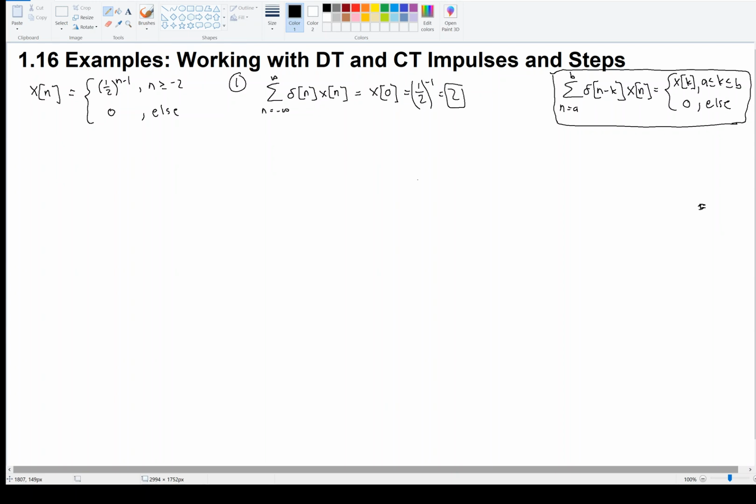Okay, let me give you another example, similar, related. Let's keep the same signal, but let's sum from 1 to infinity of delta of n times x of n. So it's very similar, but the bounds have changed. So now, observe the sifting property. k is still 0 because we're shifting the impulse by 0. Does 0 fall between a and b? No, 0 does not fall between 1, a is 1 now, and infinity. So the answer to this is 0.